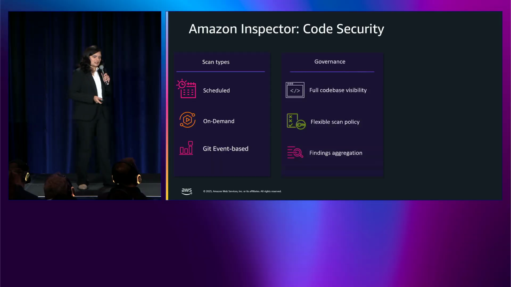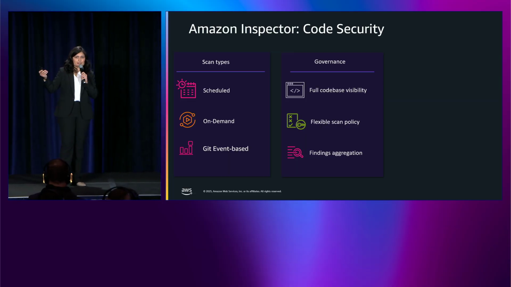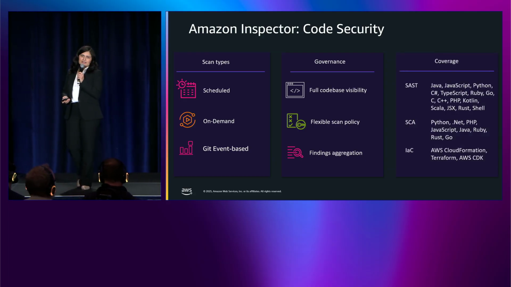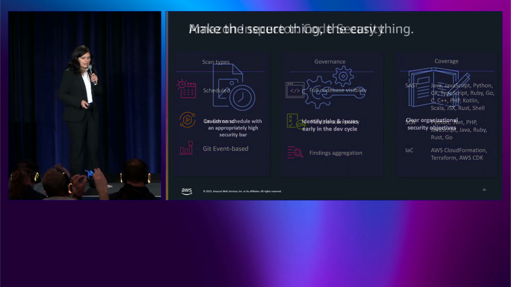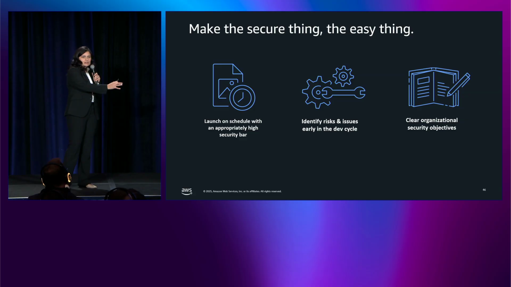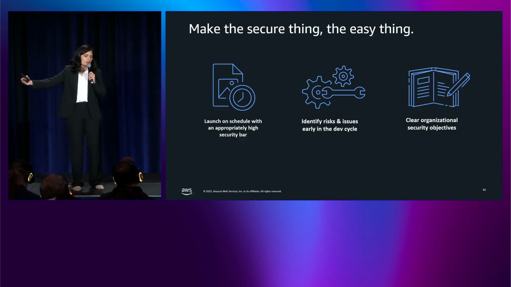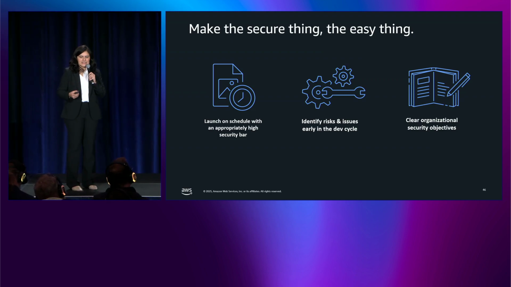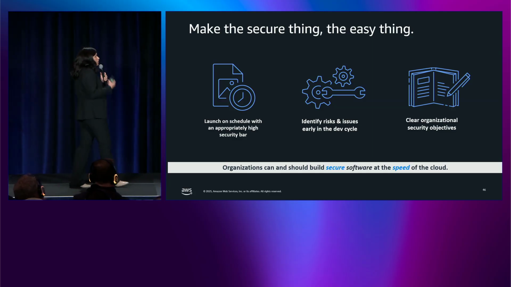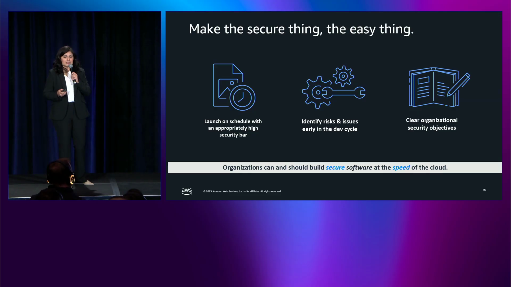Just to summarize, we talked about scheduled scans, on-demand scans, and Git event-based scans, which allow your developers to iterate code securely, with full visibility and a governance model that allows them both to collaborate together. With all of that, from the production workloads to scanning right in the beginning at the code repository, we want to make the secure thing the easy thing for your developers and your security persona. So organizations can and should build secure software to get the speed and agility that we need today.